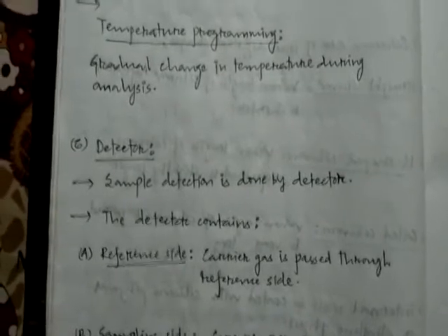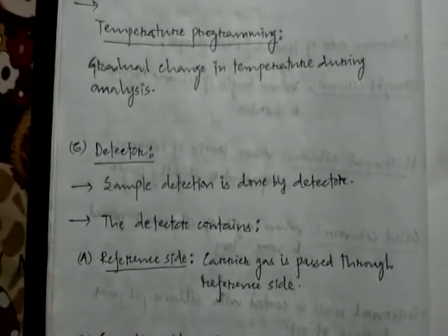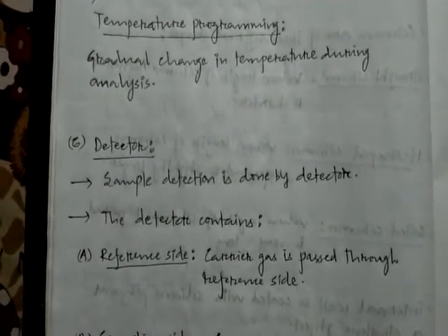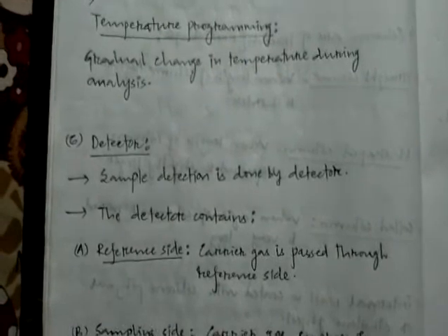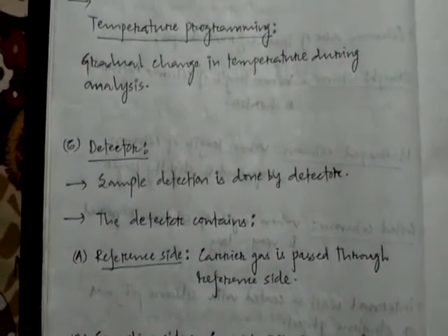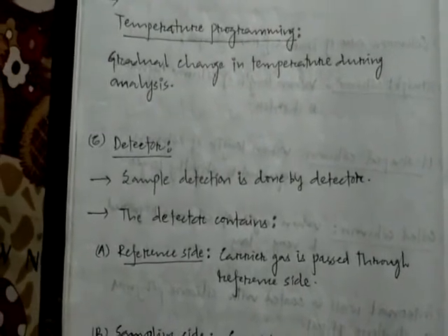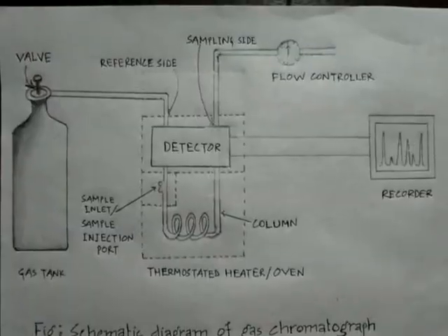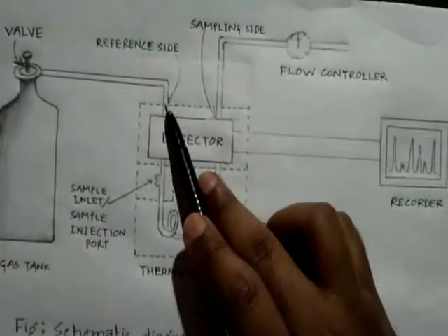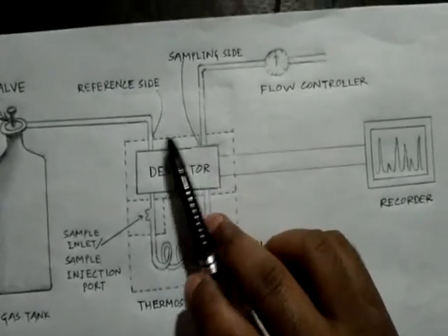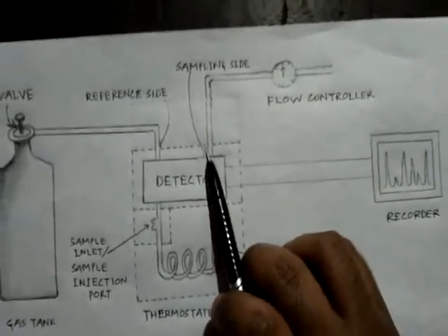Now here it is noteworthy that the sample injection port, column and detector are heated to temperatures at which the sample has a vapor pressure of at least 10 torr, usually about 50 degrees Celsius above the boiling point of the highest boiling solute. The injection port and detector are usually kept somewhat warmer than the column to promote rapid vaporization of the injected sample and prevent sample condensation in the detector. Here are the reference side and sampling side, and as I have already told, carrier gas is passed through the reference side whereas the carrier gas emerges from the sampling side.